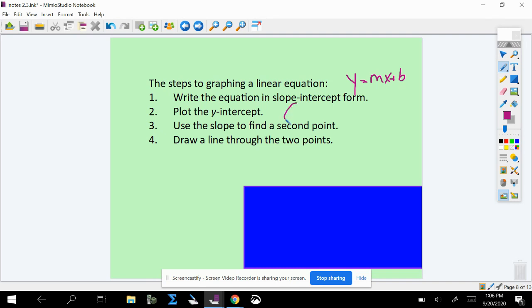Then you want to plot your y-intercept. That's always going to be the (0, b) on your y-axis. Use your slope to figure out the second point. Remember, when you're talking slope, your top number is going to tell you if we go up or down. And then your bottom number, your denominator, is going to tell me if we go right or left. And then once you have those two points, you're going to just draw a line through the 2 points and continue to extend it. I don't need you to do any additional points after that.